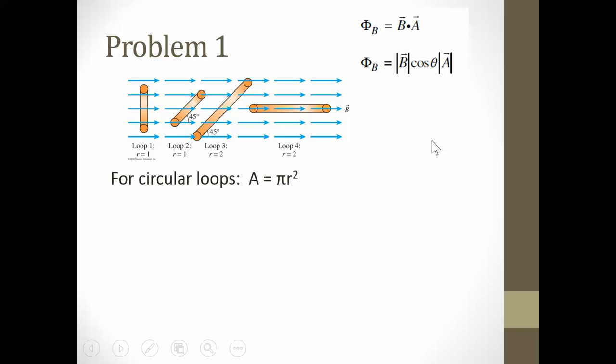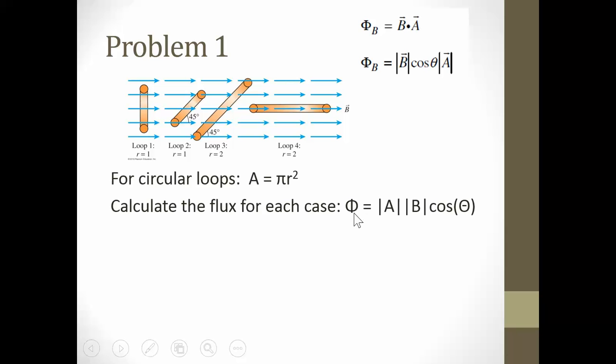So we're going to be using this equation to find our magnetic flux. To do that, we're going to need to know what the area is of these loops. These are circular loops, so our area equation is pi r squared. For each of them, we're going to calculate the flux. The flux is equal to, and I just rearranged this equation, the magnitude of the area times the magnitude of the magnetic field, which we said was the same for all of them, times the cosine of the angle.